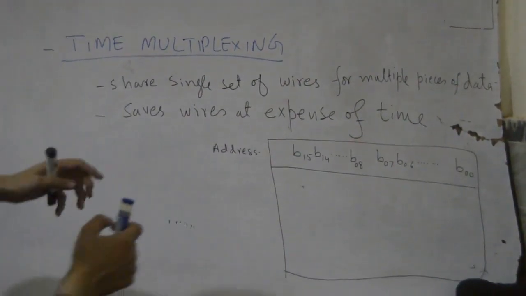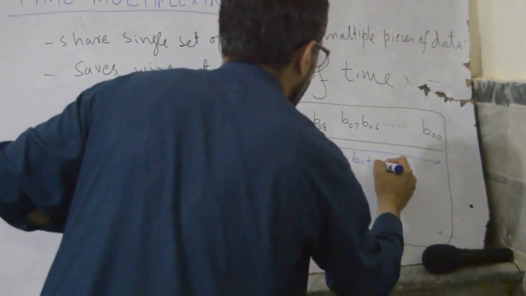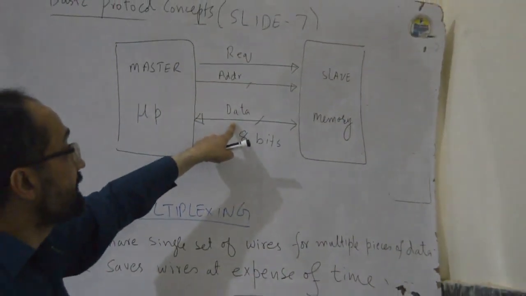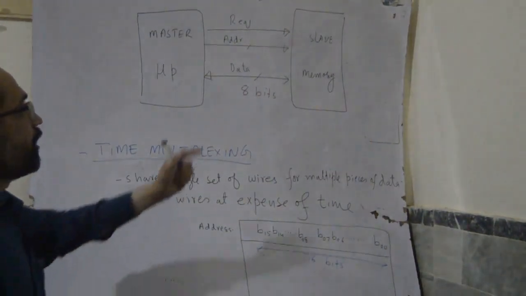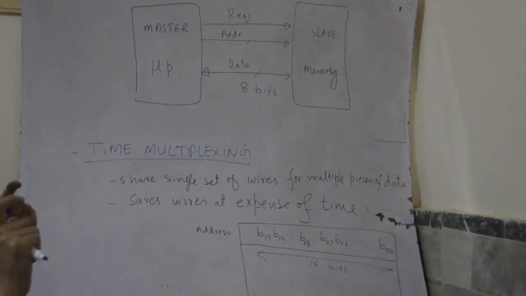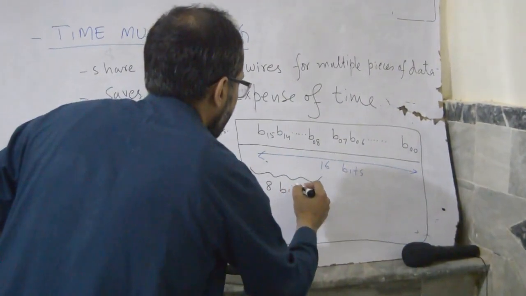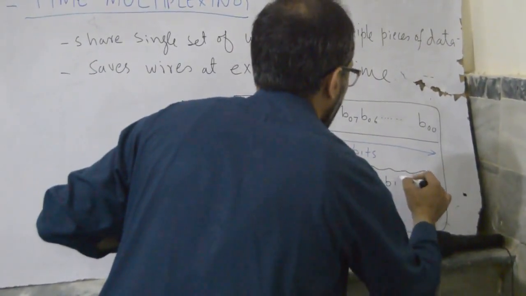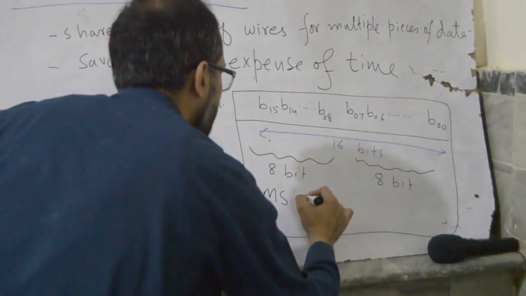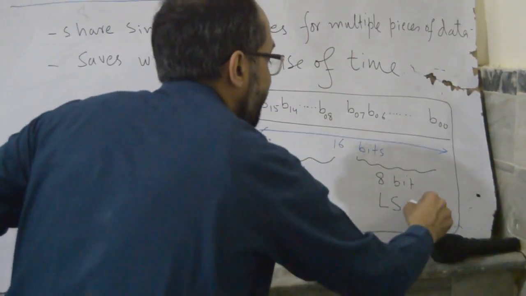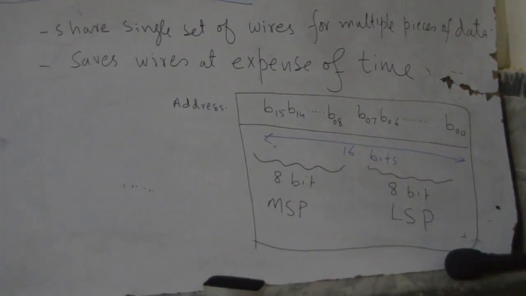So if we see at this address, the total data is 16 bits. However, the size of the data bus in this example is 8 bits. So we cannot transfer this 16 bits of data on an 8 bit bus. So what do we have to do? We have to do time multiplexing. So if you look at this data, this is 8 bits of data, and also this is 8 bits of data. So we can divide the data into two parts. One is the most significant part and another is the least significant part, and we can send this data at alternate time intervals. So I will explain this with an example.